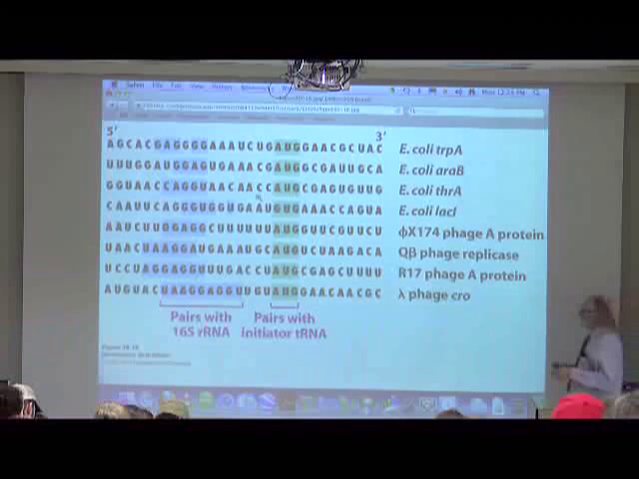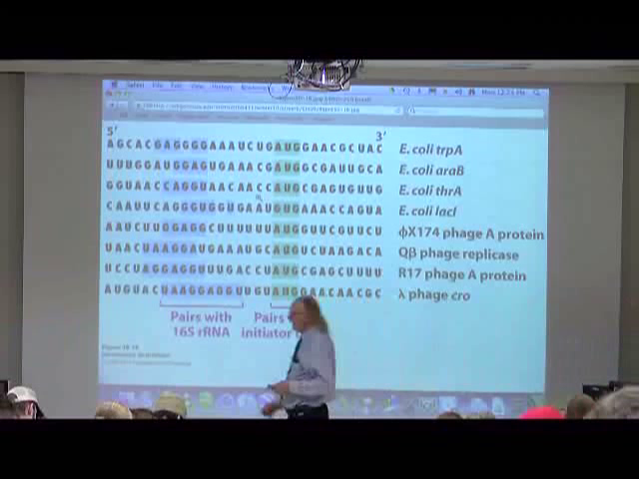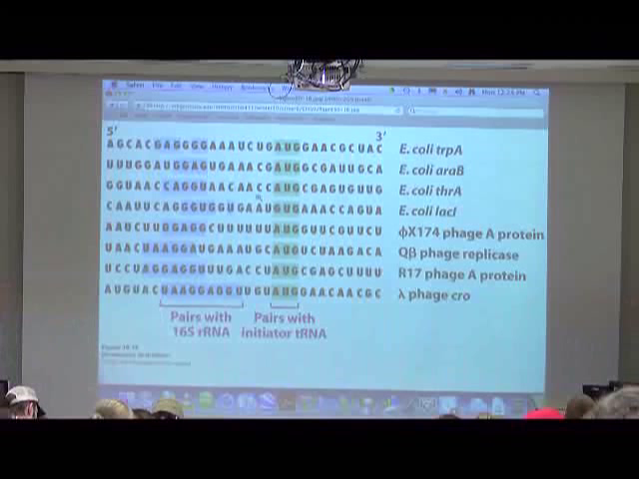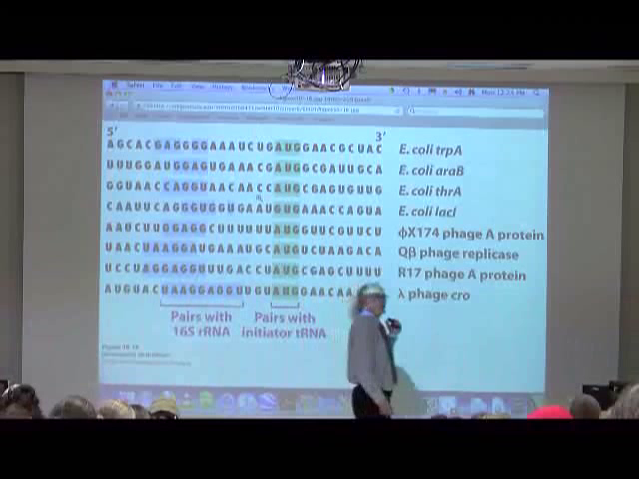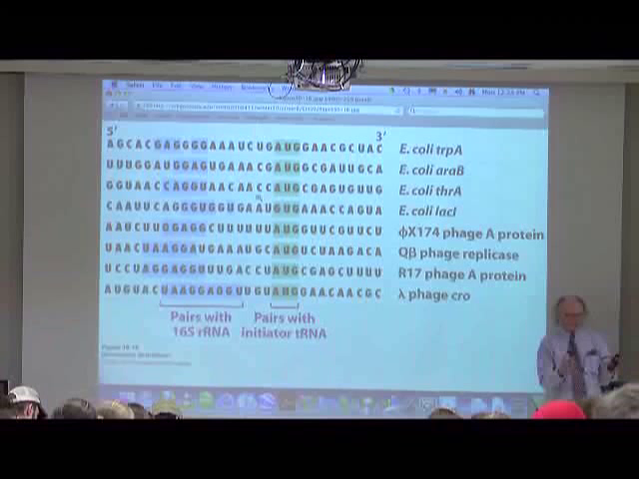Shine-Dalgarno, S-H-I-N-E, D-A-L-G-A-R-N-O. The Shine-Dalgarno sequence helps to align the messenger RNA with the ribosome so that translation starts at the right place. This sequence is actually telling the ribosome, here is where the start codon is.